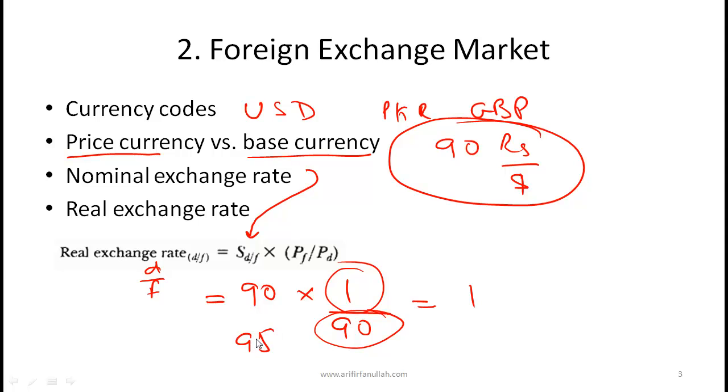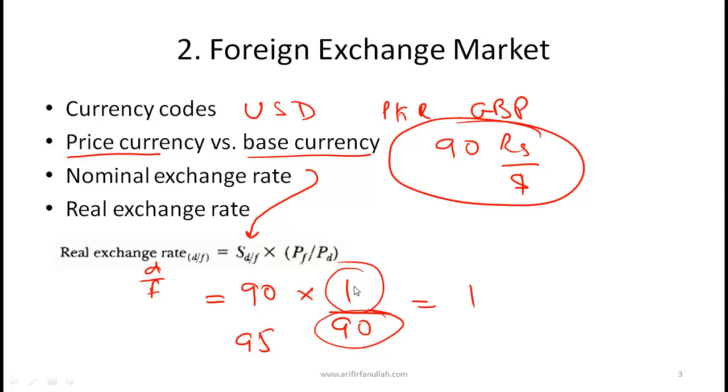Now, when an exchange rate goes up, which currency is strengthening? The dollar is strengthening. Whenever this number goes up, it's the base currency that is strengthening. Why? Because now it takes 95 rupees to buy a dollar. So the base currency is strengthening. So when the base currency is strengthening, assuming price levels stay the same, we can say that even in real terms, the dollar has strengthened.